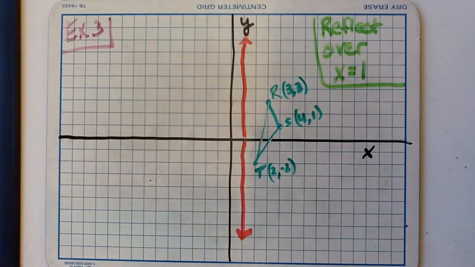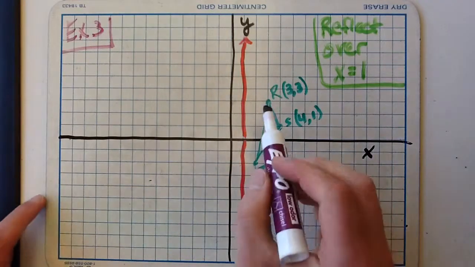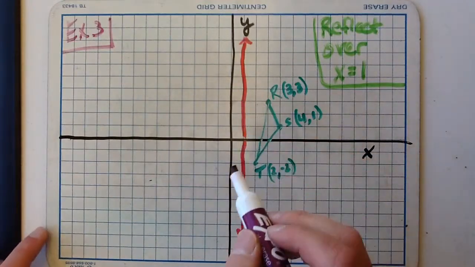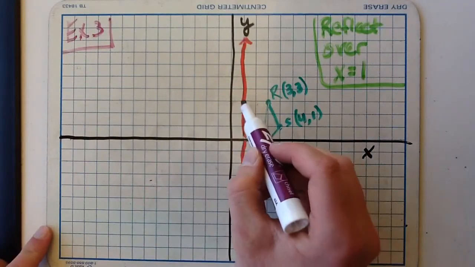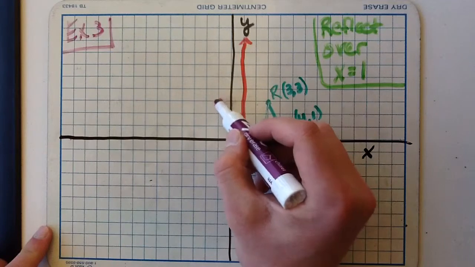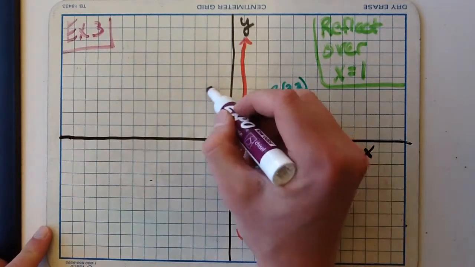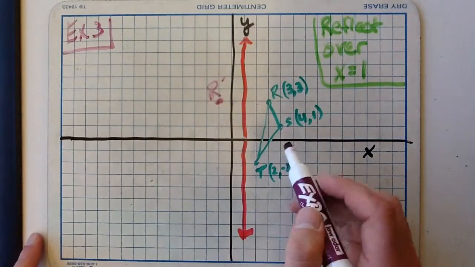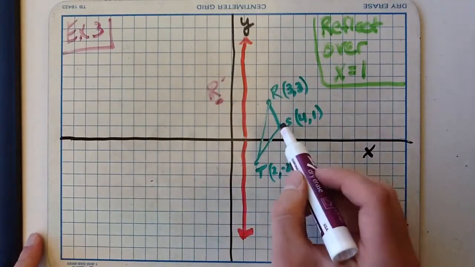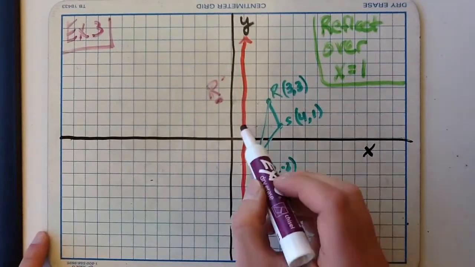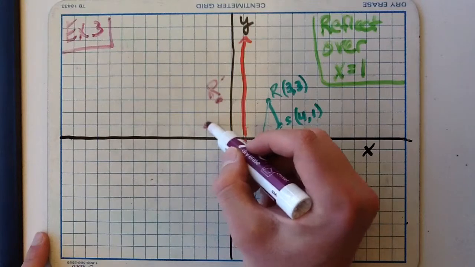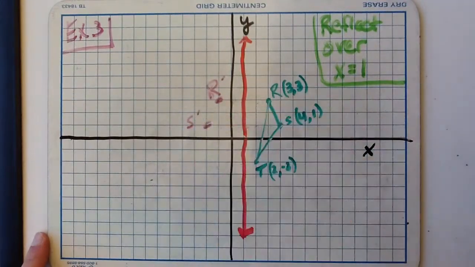Okay, so let's count how many spaces R is away from this line of reflection. Well, it's 1, 2 away. So when you reflect over this line, it's going to be 1, 2 away from the line of reflection. So this is R prime. For S, how far is S away from the line of reflection? Well, it's 1, 2, 3 away, and so on the other side, it's 1, 2, 3 away from the line of reflection. This is S prime.